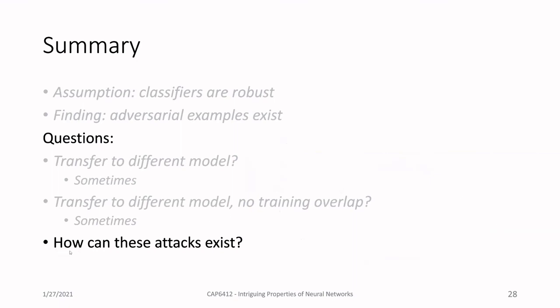Yeah, so for this question, how can these attacks exist? The authors try to explain it by formalizing the network instabilities. And then James will take over to discuss the other intriguing property.